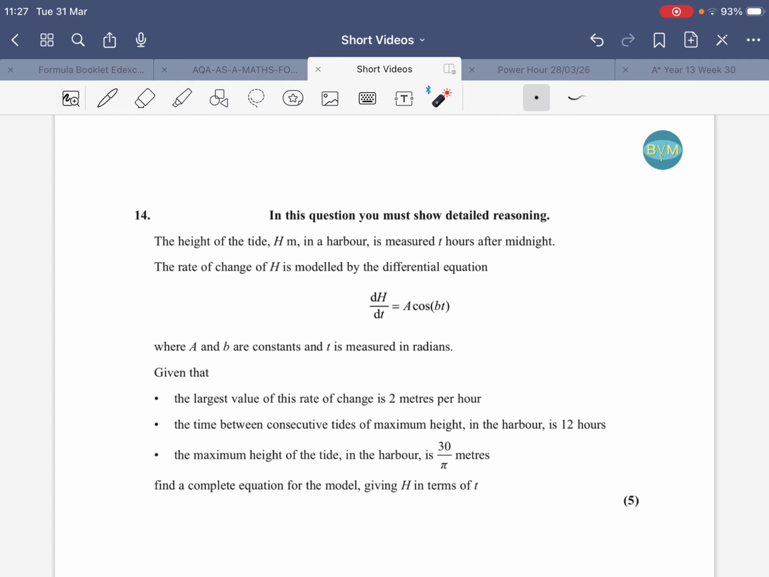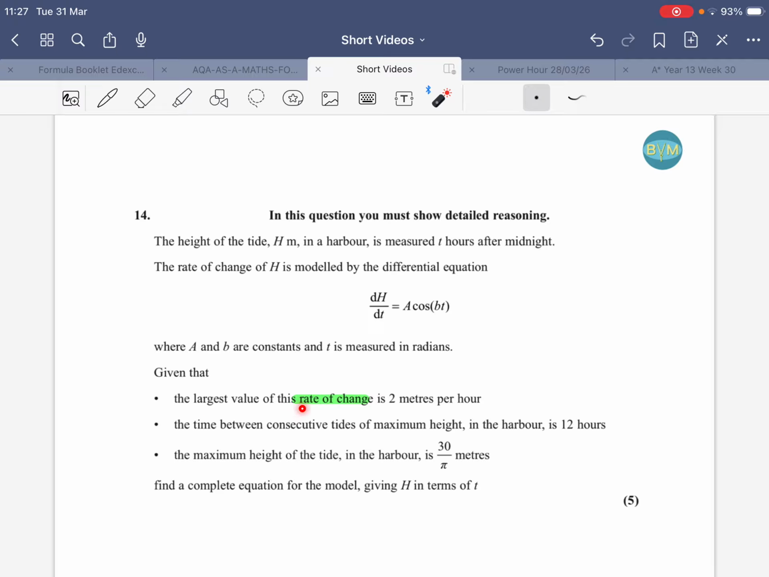Given that the largest value of this rate of change is 2 meters per hour, so they are talking still about the rate of change, also about this function, and then they give us a couple more pieces of information, and they ask for a complete model. So we are going to use this to find any constants here.